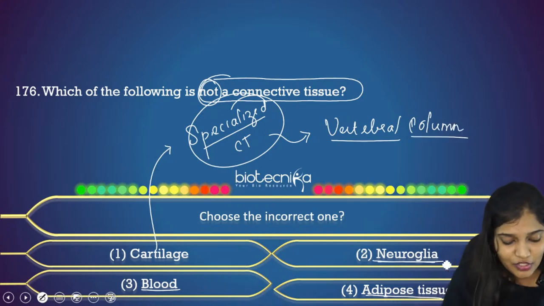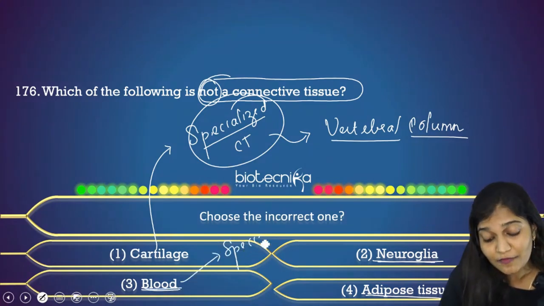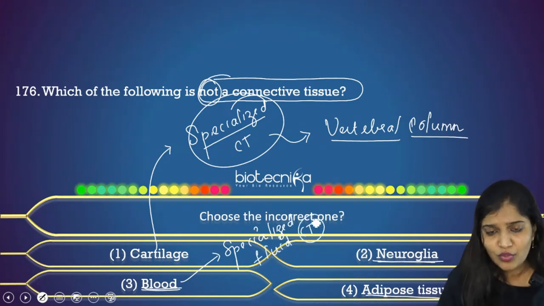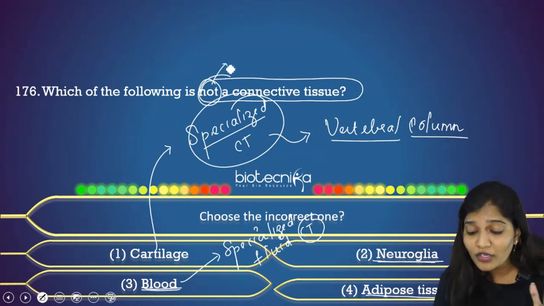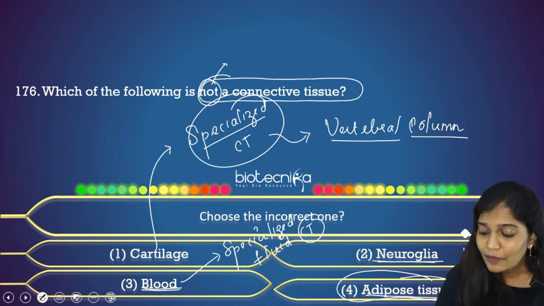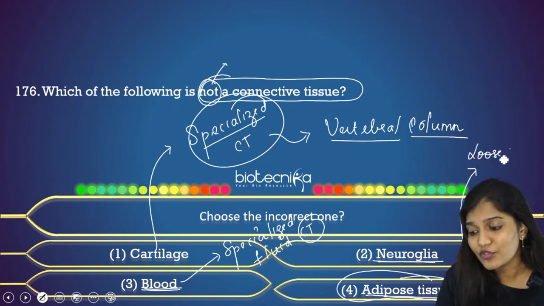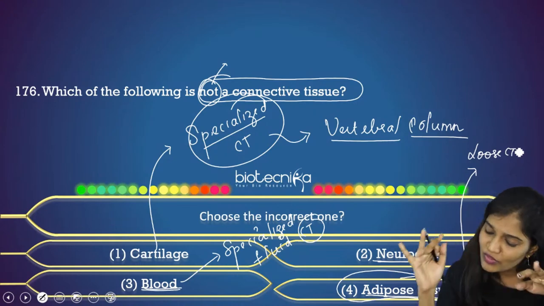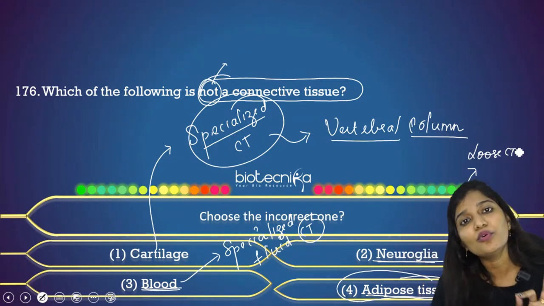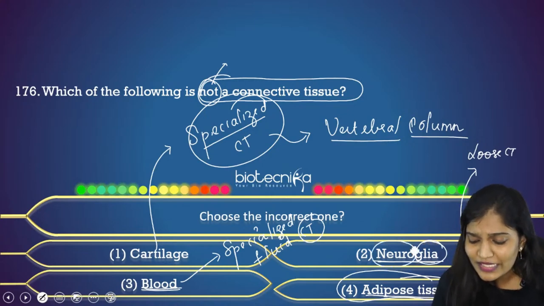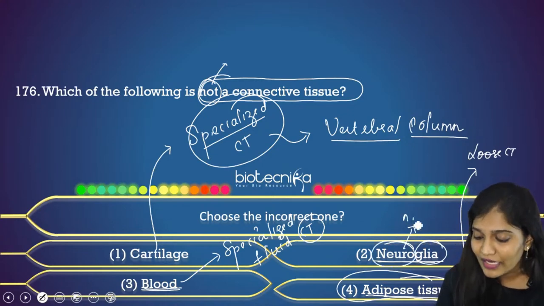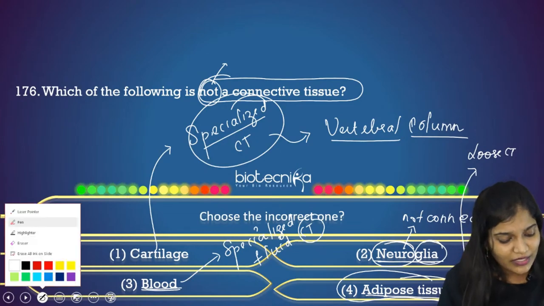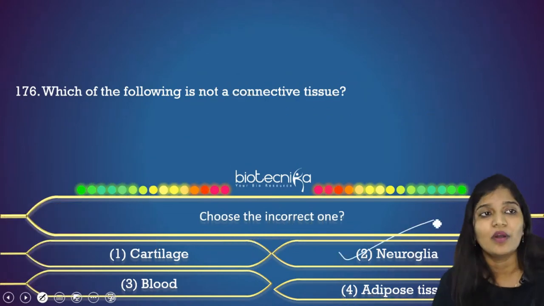And neuroglia, let's keep it as such. Blood is a specialized connective tissue, which is fluid connective tissue. So this is also a connective tissue, so we cannot choose this option because they ask which one is not a connective tissue. Adipose tissue is a loose connective tissue. It is present beneath your skin and stores fat. So this is also a connective tissue. The name gives you an idea, neuroglia. Glia means glue. Neural cells are connected by neuroglia, which is not a connective tissue. Which means they are nervous tissues and not connective tissue. So the correct answer for this question is the second one, which is neuroglia.